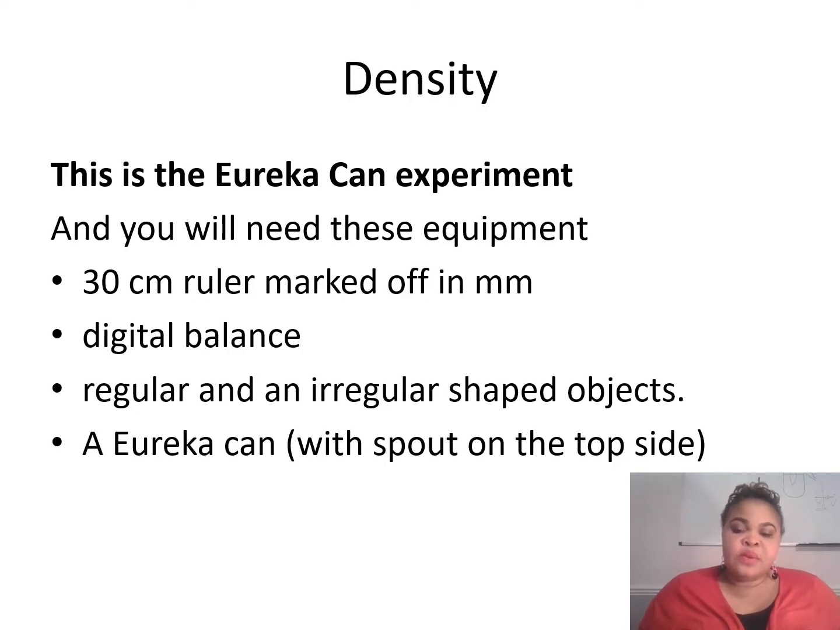So the density one is the Eureka can practical. It's called the Eureka can because you need to use the Eureka can. When you have a regular shaped object, you can just measure the dimensions and then calculate the volume by multiplying the three sides you've measured: the length, the breadth, and the height. But if you have an irregular shaped object, you will need the Eureka can to get the volume in order to calculate the density, because the mass you can always measure by using a balance.